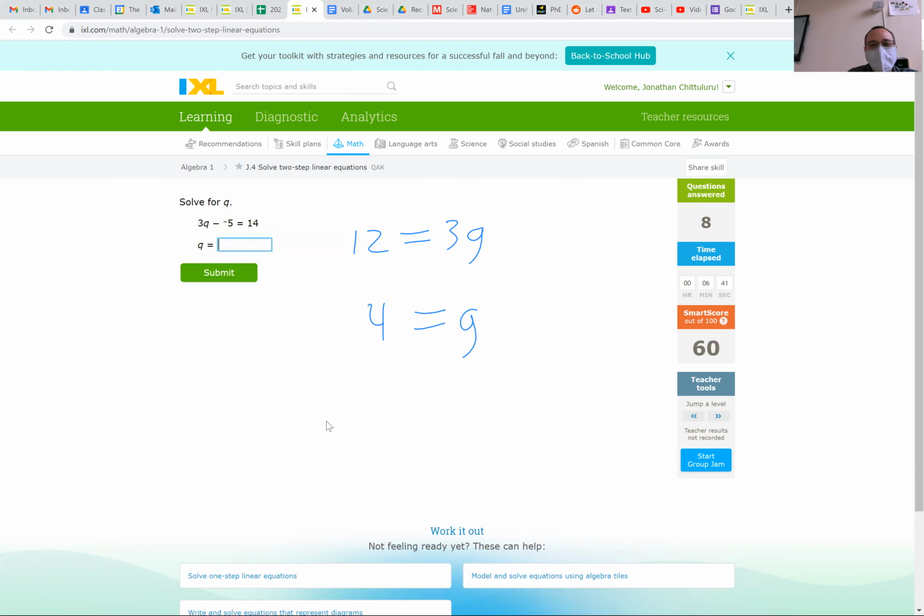And there we go. Okay, and at this point, I don't really expect us to see any problem types that we haven't seen so far, but I guess it is getting a little more complicated, so we can go ahead and continue on. So 3q minus negative 5 equals 14.